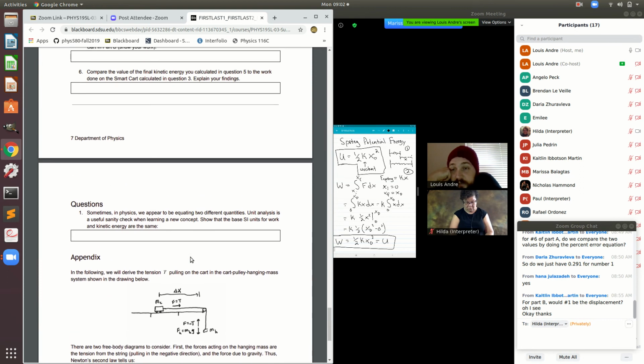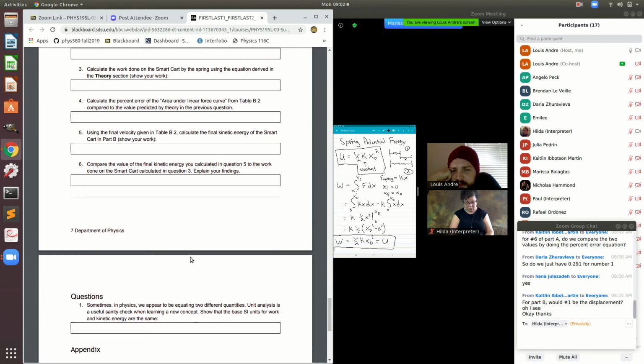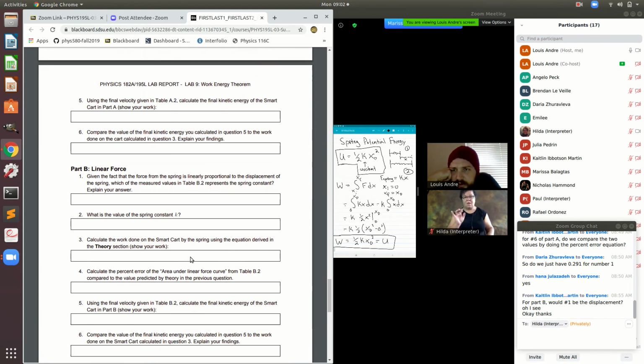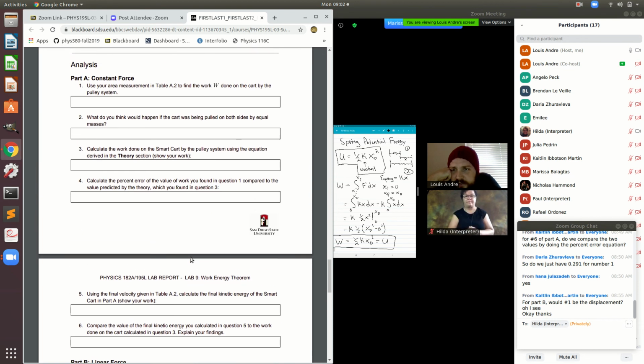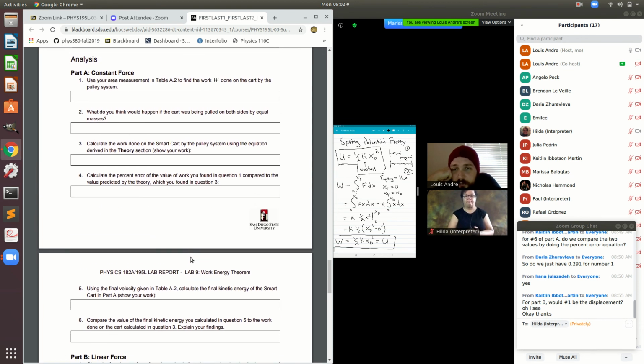Okay, that's basically the whole lab, though. Essentially the procedure is this. Number one, for part A, you write down what the area under the curve measurement is. What do you think happened to the cars being pulled on both sides? Nothing. No work's done. No energy change. It just stays still. Number three, calculate the work done on the smart car by the police system using the equation derived in the theory section. That's that weird mass over mass thing.